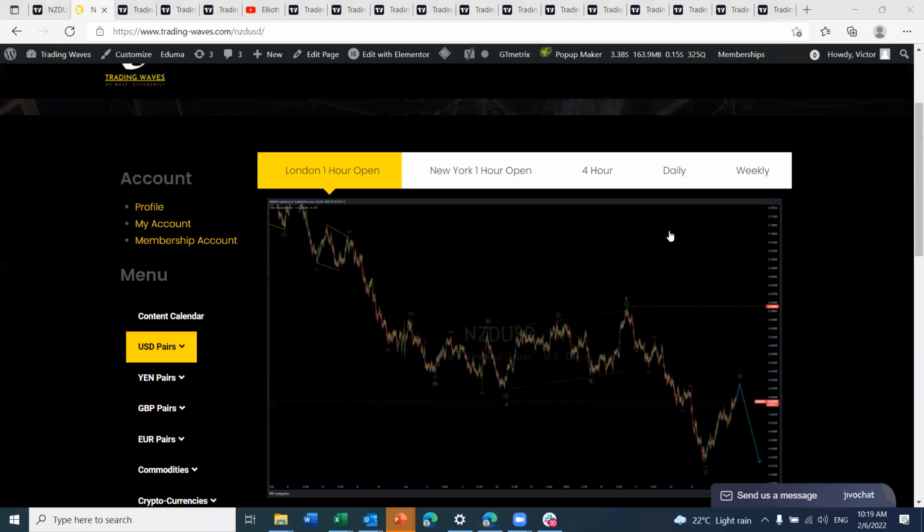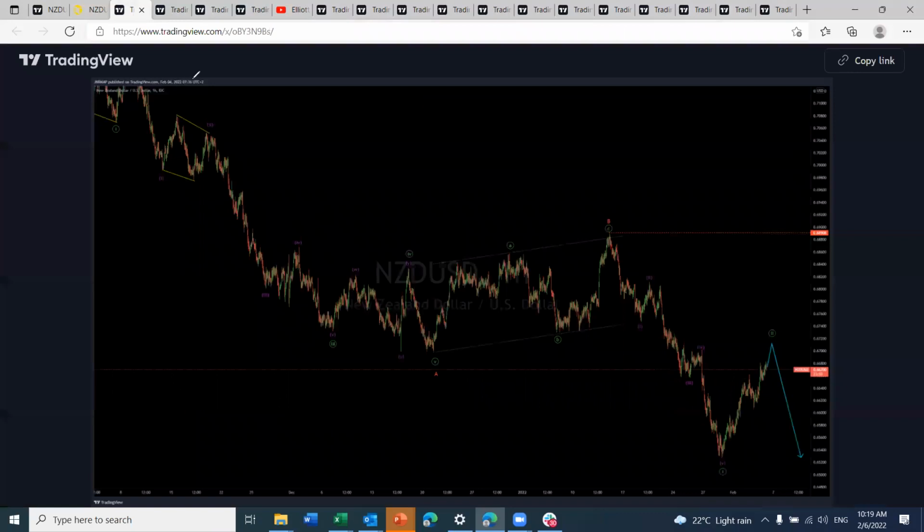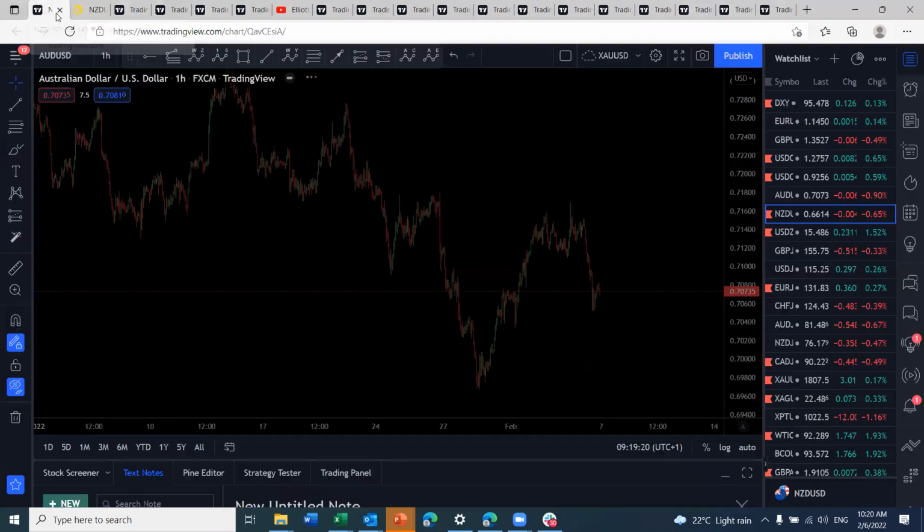This is the London 1 hour chart on New Zealand. Have a look at this one here. Again, let's show what time this was. This was 7:36. That is about 8 hours before the start of the NFP. What did we focus on? That this was going to make a push here, we're going to have a move here, and we're going to drop here. How did the market play out? Let's have a look at New Zealand and see how the market played out.